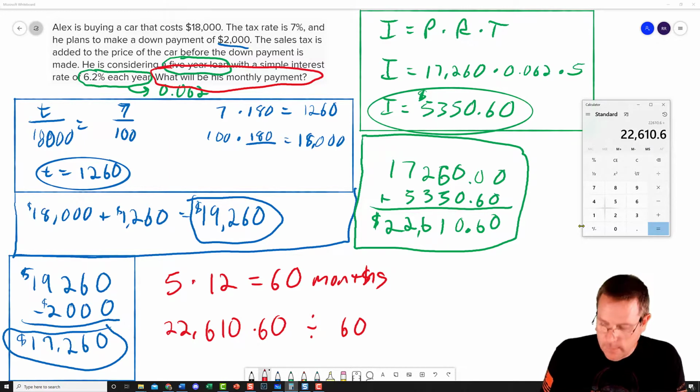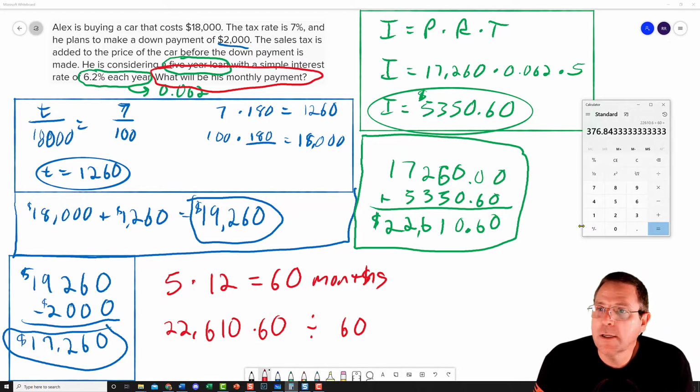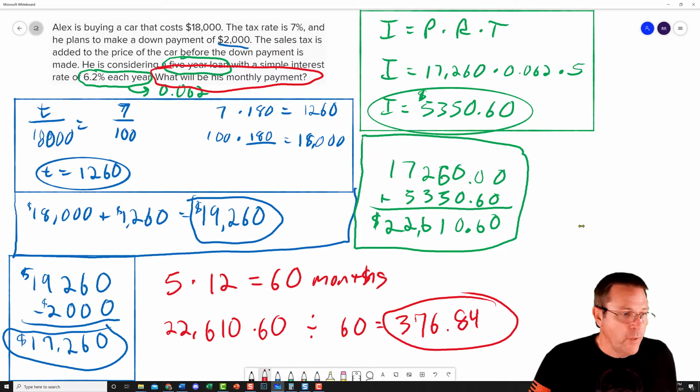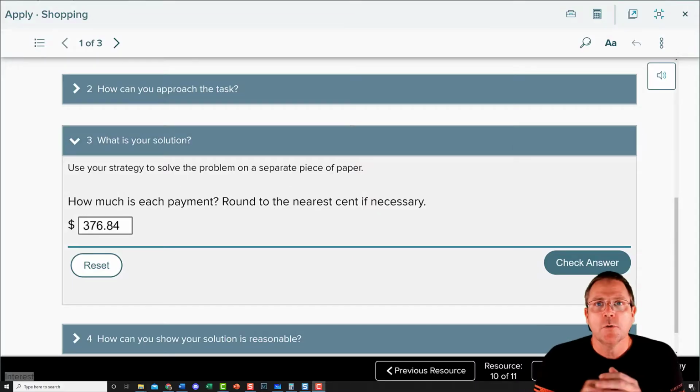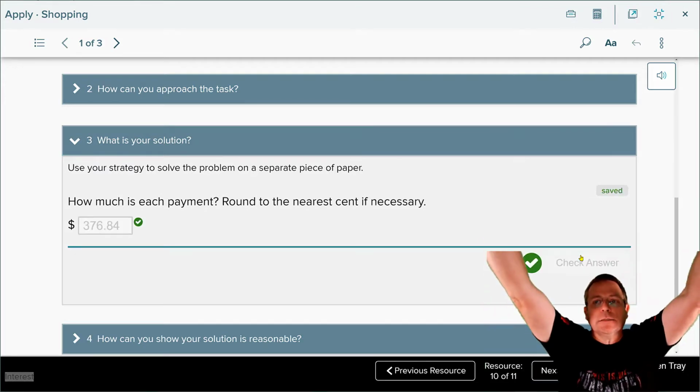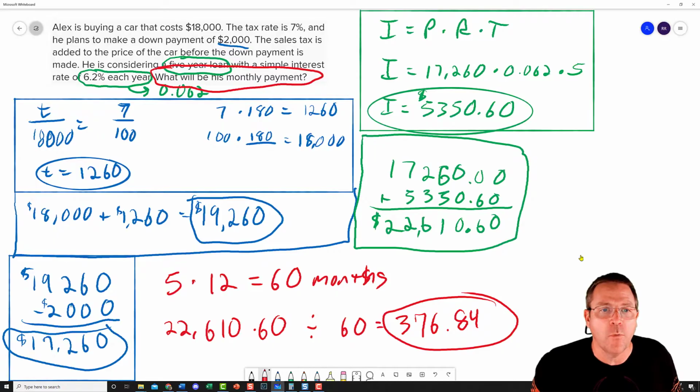When we do that, 22610.6 divided by 60, we're going to find the monthly payment rounded to the nearest cent is going to be $376.84. Now let's see if all that work paid off and we're correct. So I plug my $376.84 into my answer checker, and yes, all of that work paid off, and we got the right answer by doing it neat and organized and eating that elephant one bite at a time.